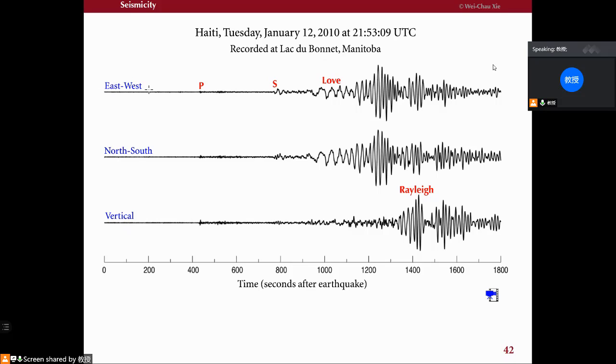You can see the P waves travel the fastest, and then followed by the S wave, and the Love wave in the north-south direction. These are the two horizontal directions, east-west and north-south, and that's the vertical direction. Okay, and then this portion is the Rayleigh wave. So you can see we have different types of waves. Now I'll show you a simulation.